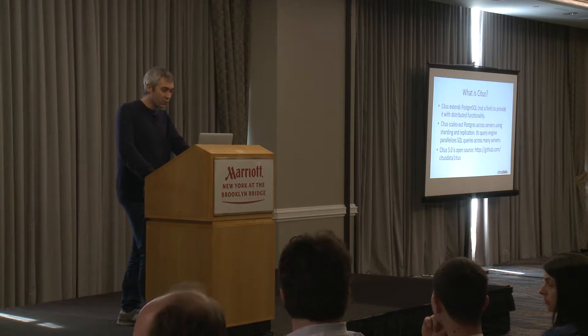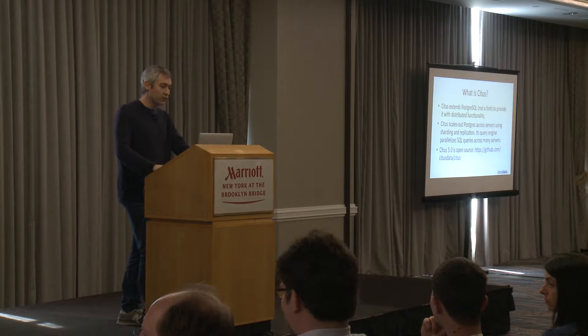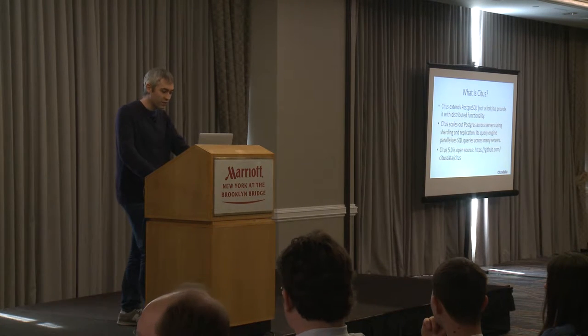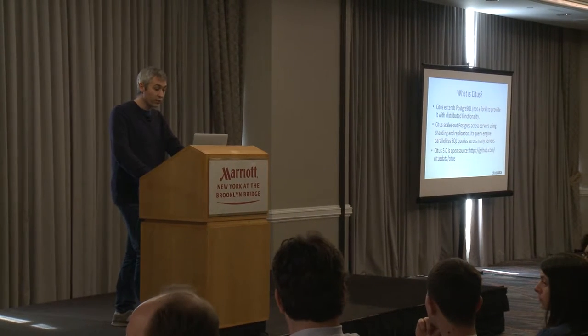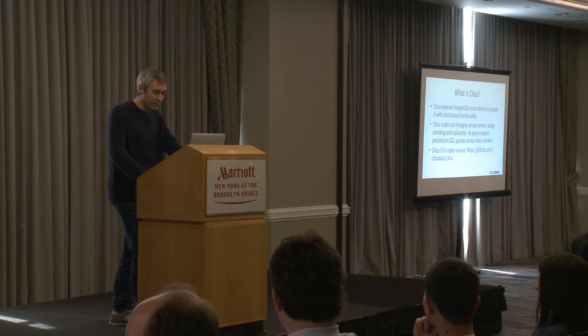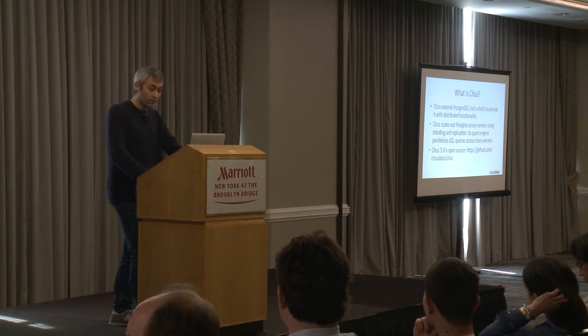Citus extends PostgreSQL to provide it with distributed functionality. Citus horizontally scales out PostgreSQL across multiple machines using sharding and replication behind the covers. Citus's query engine parallelizes SQL queries across the machines in the cluster. And most importantly, Citus 5.0 is open source. If you'd like to try it out, or if you have feedback for us, please hit us up over GitHub, Google Forums, or email.